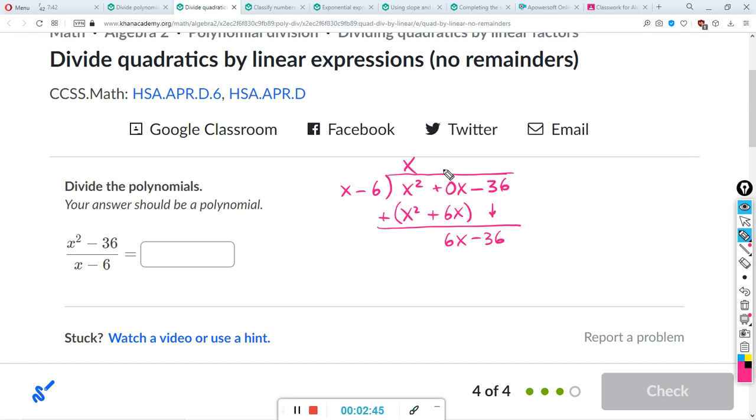So we're saying, what times x will give us 6x? Well, that's just positive 6. So you do 6 times x, and then you do 6 times negative 6. And we have the same thing there, so of course if you subtract it, it's a remainder of 0. So this is your answer right here: x plus 6 right in the box.